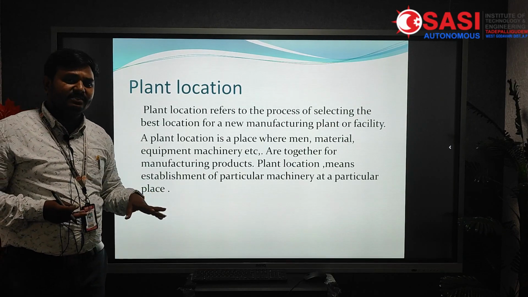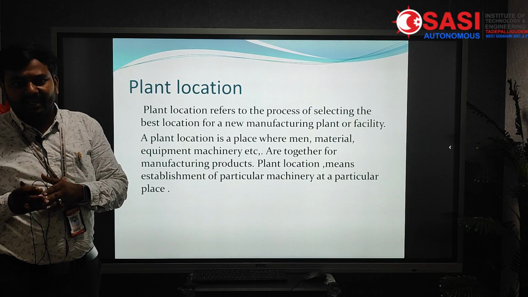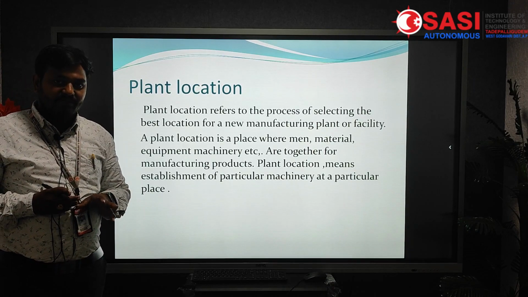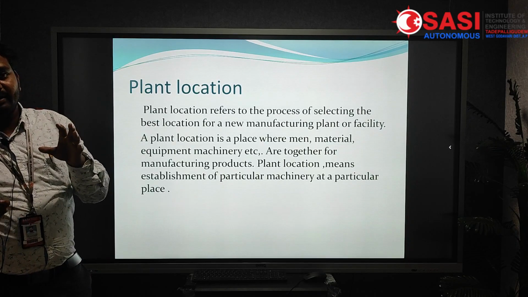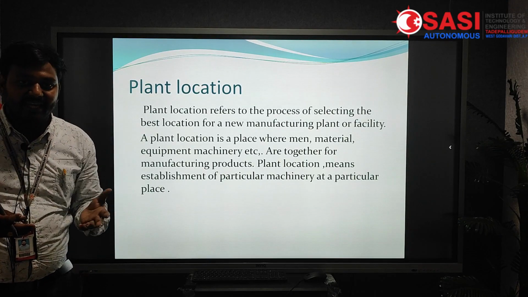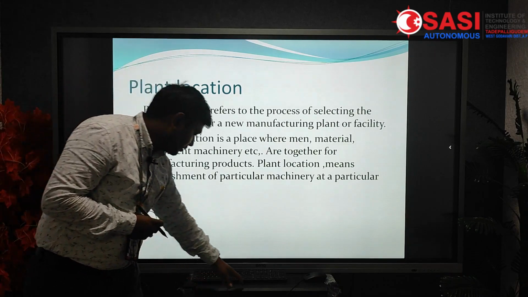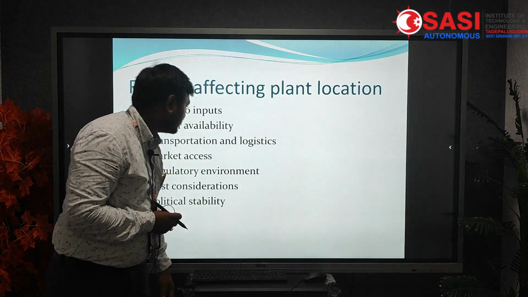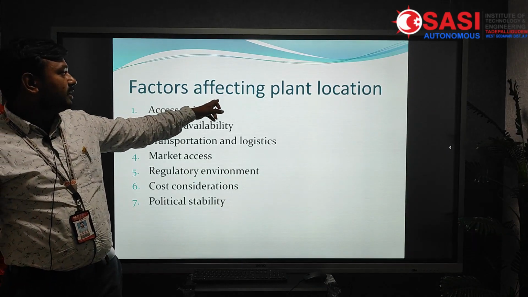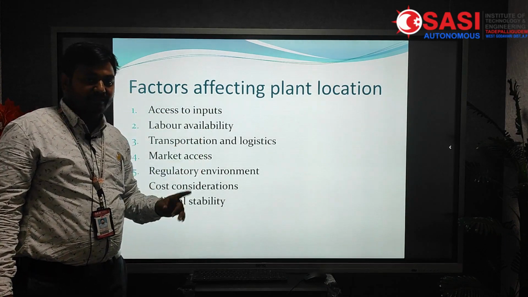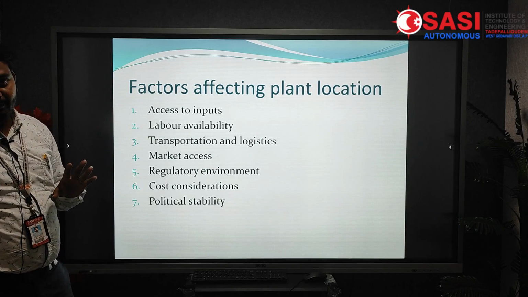Best location, in the sense, the producer must see the availability of the raw materials. Wherever the raw materials availability is high, that is the place where the producer needs to establish his plant or machineries for the production process. Here you can see the factors affecting the plant location. These are the factors that can affect the plant location.